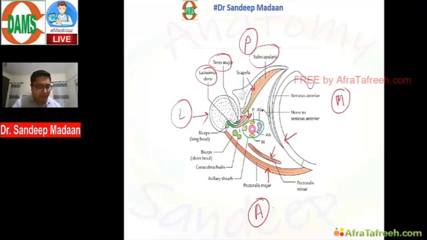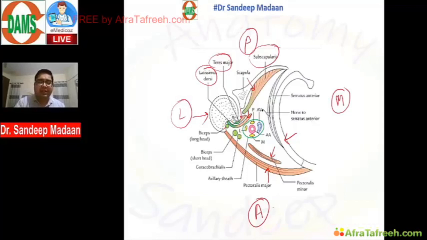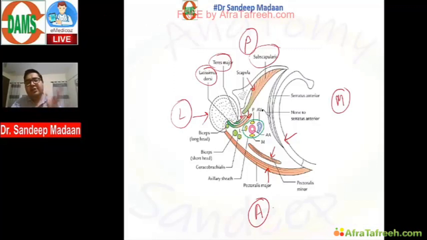Lateral wall is made by the humerus, particularly which part of the humerus? Particularly that part which makes the intertubercular sulcus. Why is it called the intertubercular sulcus? Because on the humerus we have the greater tubercle and the lesser tubercle, and in between the two tubercles we have the intertubercular sulcus. So this region is called the intertubercular sulcus region of the humerus. So these are the boundaries of the axilla.